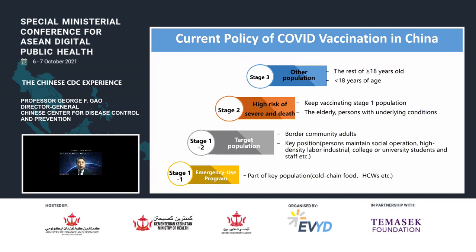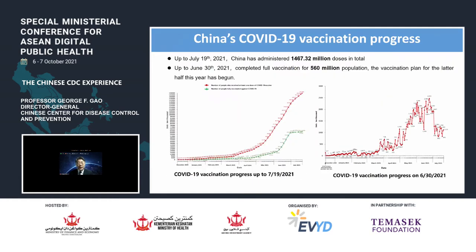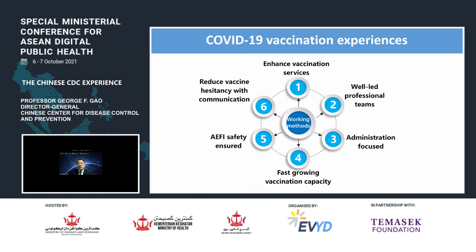And up to July 19th, in China, this is the old figure. I already mentioned it, but I don't want to go through this old figure anymore, but look at the working method. In China, I put them into these six: first, EPI vaccination services, well-led professional teams, administration focused and fast-growing vaccination capacity, reduce vaccine hesitancy with communications. So communication is very important. Of course, AEFI safety ensured. We set up, coordinated by China CDC, AEFI surveillance.